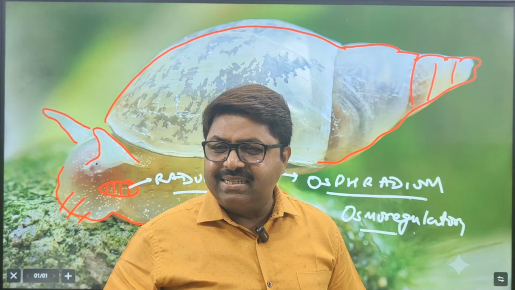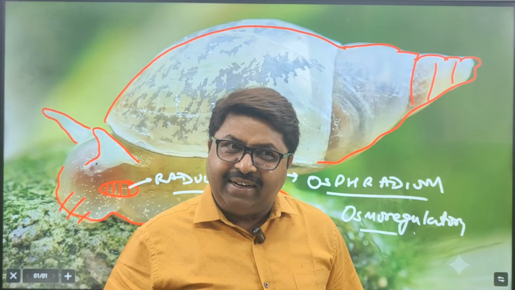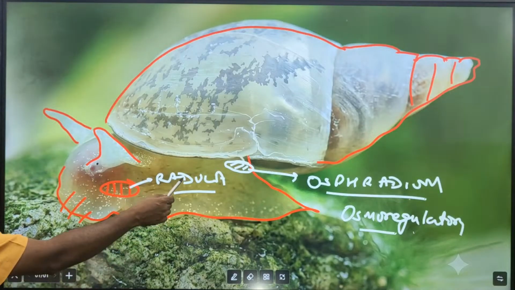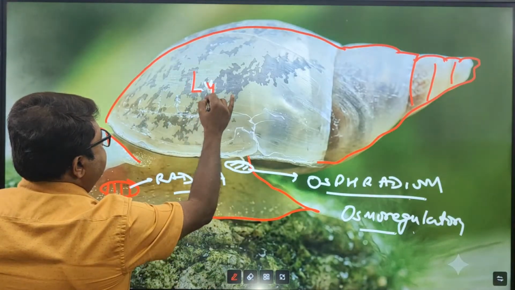So how is the mucus formed? Mucus, inside out. Fine. So think about it. Osmoregulatory organ is Osphradium. This is limnia. What is this? Limnia. This is limnia.